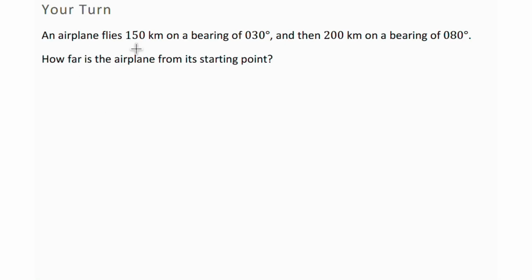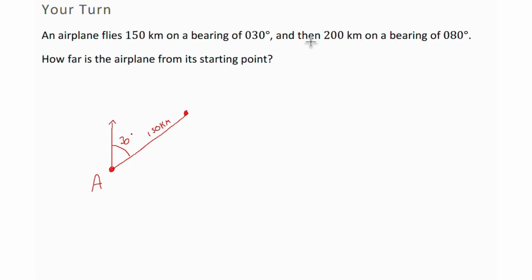An airplane flies 150 kilometers on a bearing of 30 degrees and then 200 on a bearing of 80. So let's start drawing the diagram here. We have our airplane that starts here. Call it point A. And on a bearing of 30 degrees means it flies up here where this angle is 30 degrees for 150 kilometers.